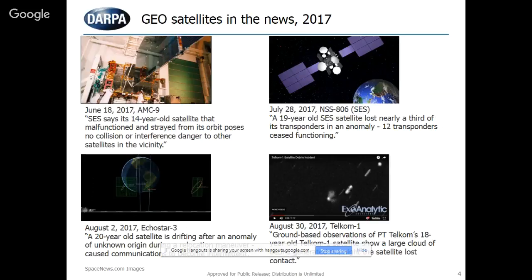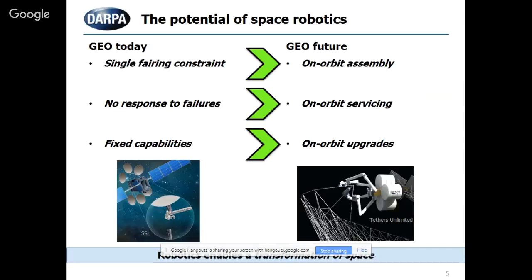We would like to try to deal with these mysteries. We'd like to get a little bit more information and maybe do something about them in the future. So these are our notions. Today, first of all, whatever you're going to send up has to fit inside a fairing, one fairing, right? The poster child for this is the James Webb Space Telescope, which is really folded up, has 126 deployment mechanisms or something like that. So that's a tough constraint.